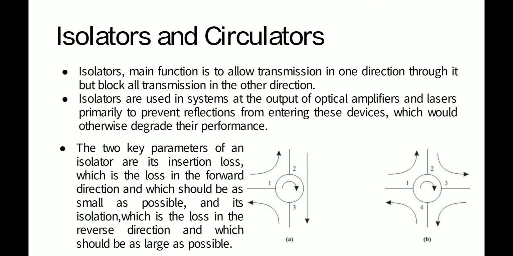The two key parameters of an isolator are its insertion loss, which is the loss in the forward direction and which should be as small as possible, and its isolation, which is the loss in the reverse direction and which should be as large as possible. That means when the signal is passing from source to destination, the loss should be minimum, but when the reflected ray comes from the other direction, from destination to source, it should have maximum insertion loss, so that the reflected ray does not reach the source again.